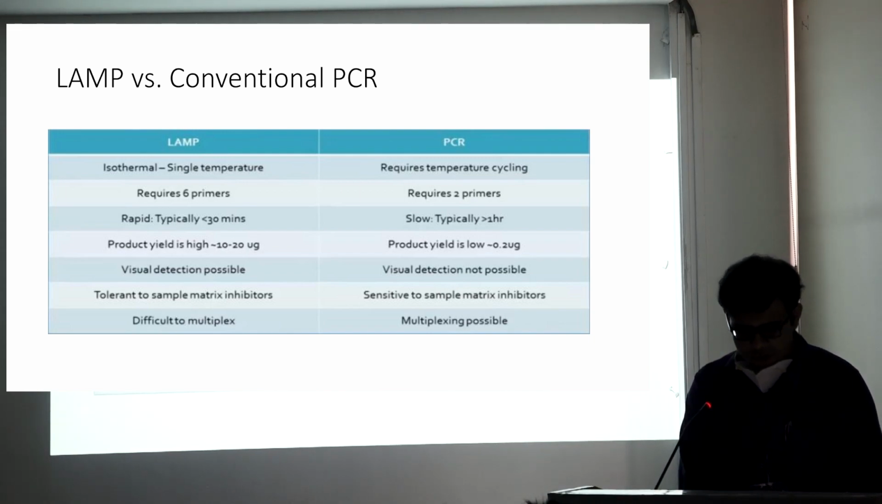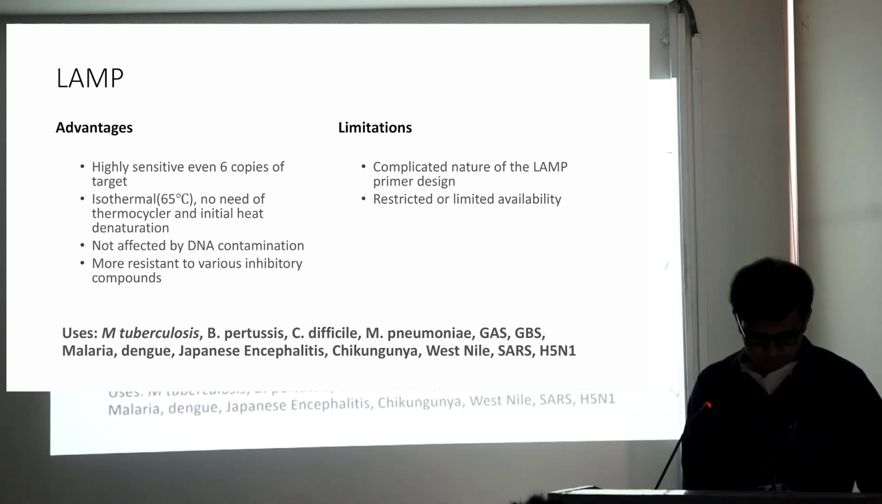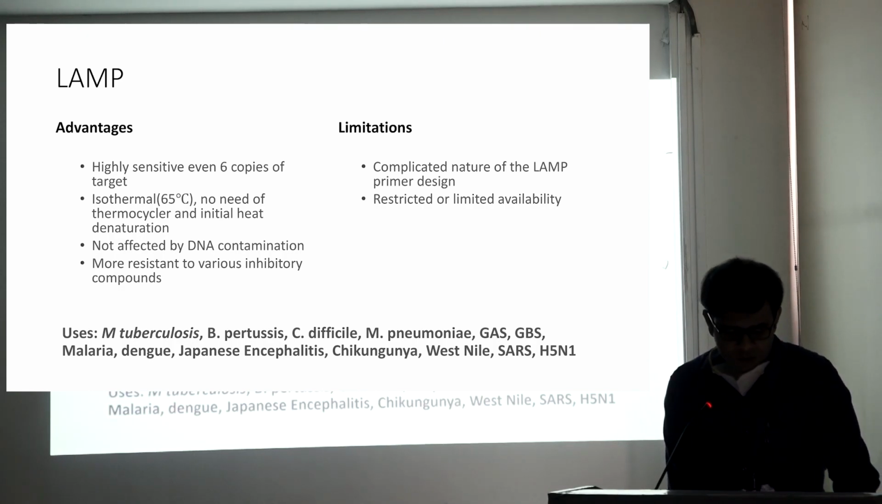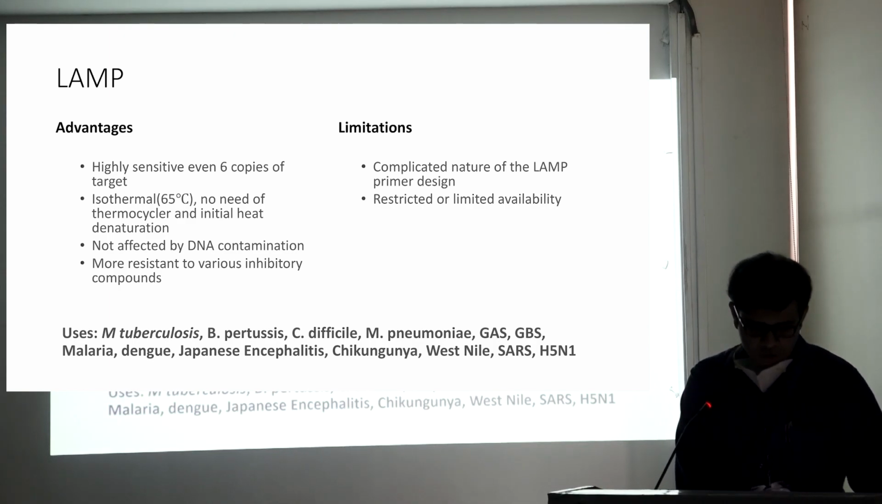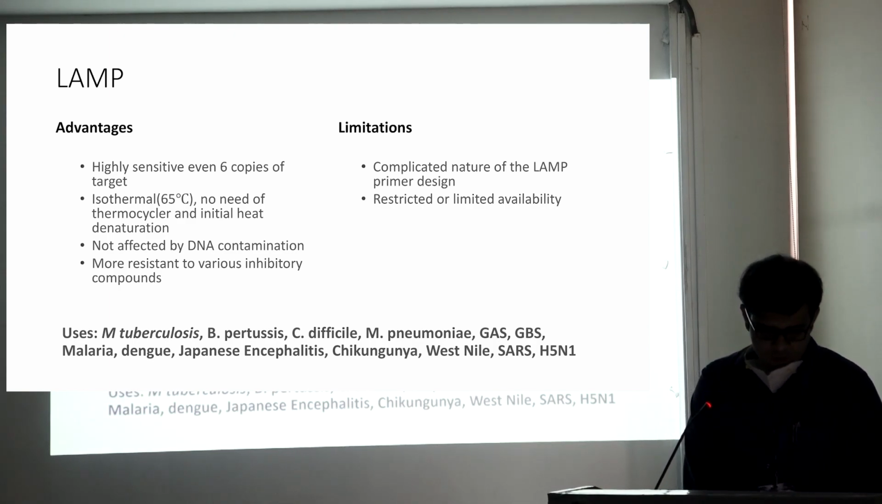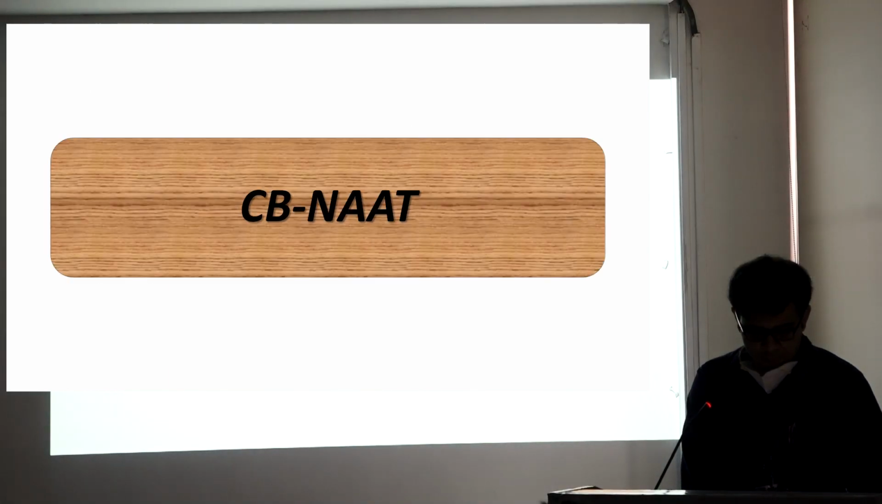And in conventional PCR, multiplexing is possible. You can just give the sample and get around 20 to 30 test organisms checked, mostly, as I said, tuberculosis, Bordetella pertussis or C. diff. So you have better diagnostic modalities than this.